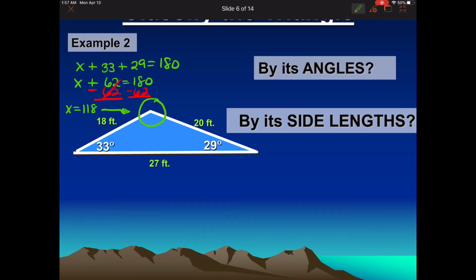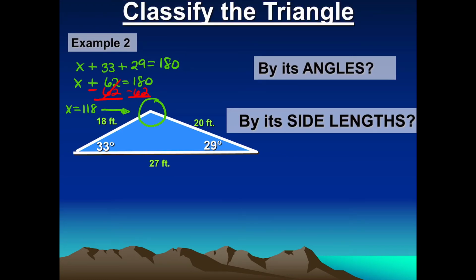So what does that make that triangle? Since this is 118 degrees, those are acute, but there's one obtuse angle, and that's all you need to make an obtuse triangle.